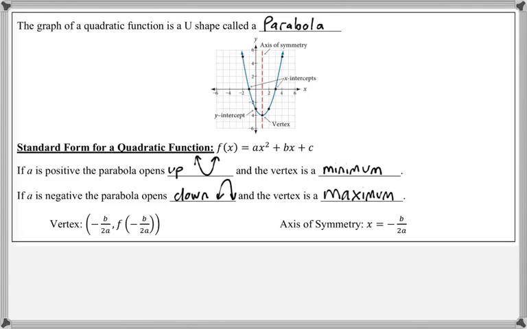So we have some formulas here. The formula for the vertex is this. We have negative b over 2a, and then f of negative b over 2a. All that means is that whatever you get here for the x value, you plug it back into the original function and you get this y value. And then the axis of symmetry is just the x value of the vertex, although the axis of symmetry is a line. It is a vertical line. It's not a point.